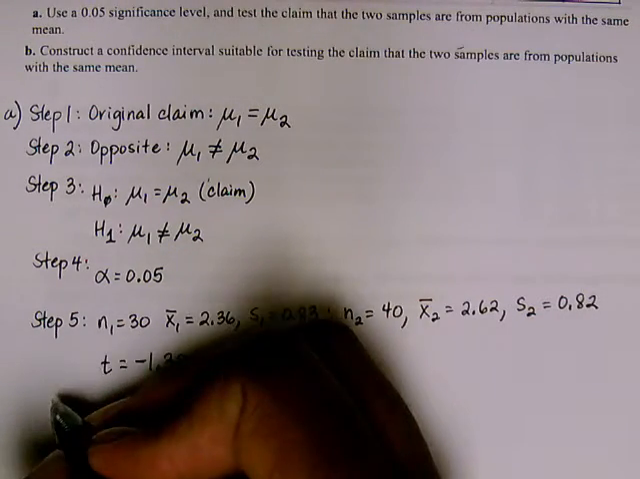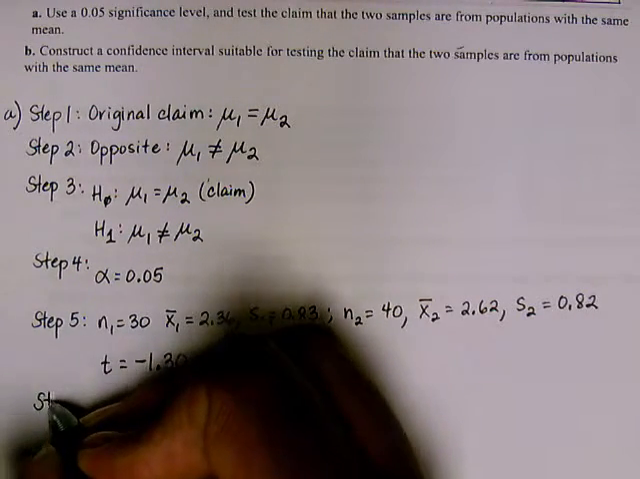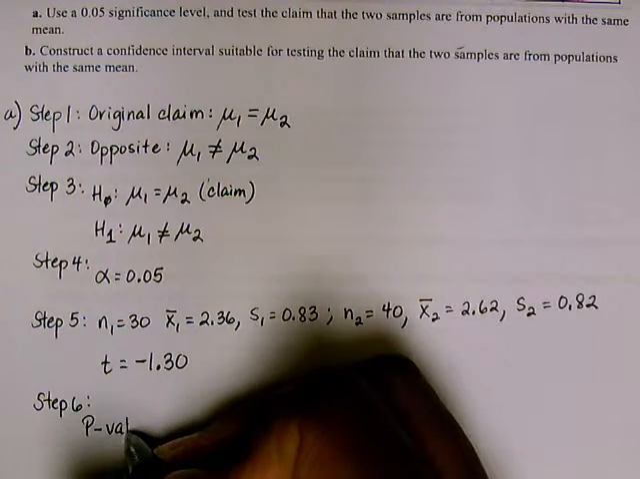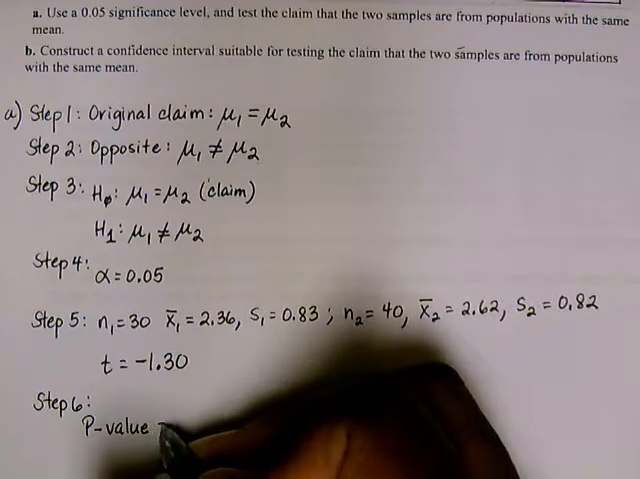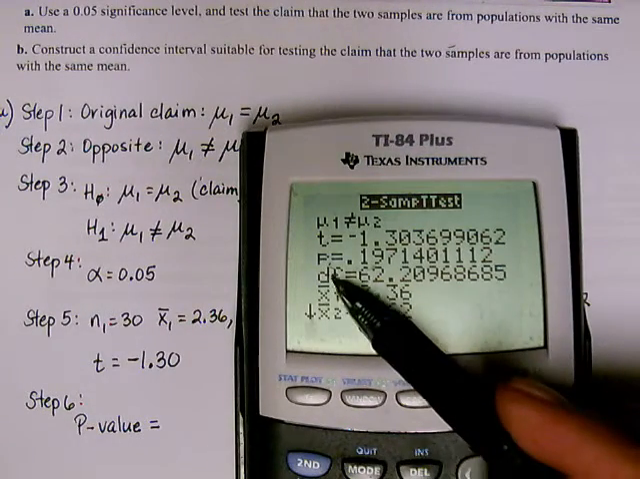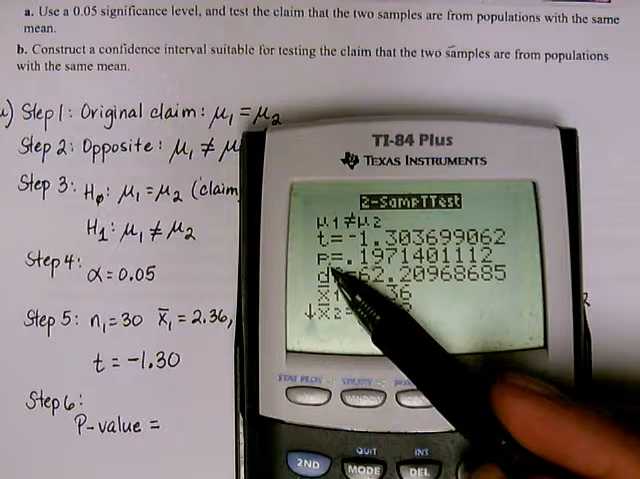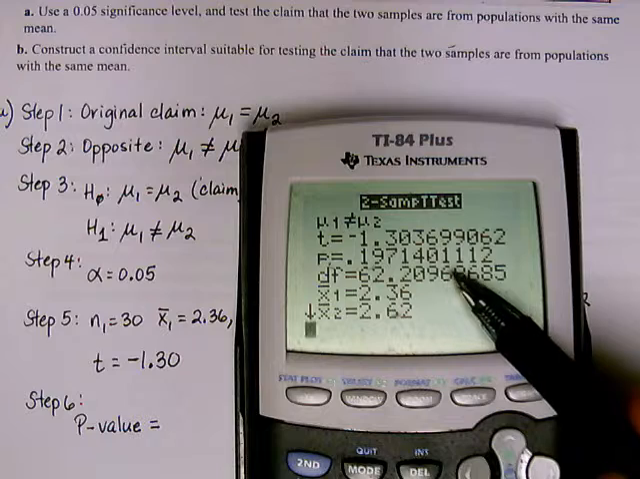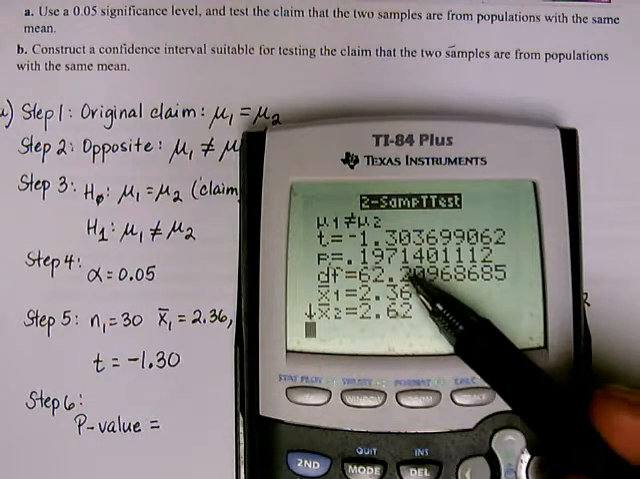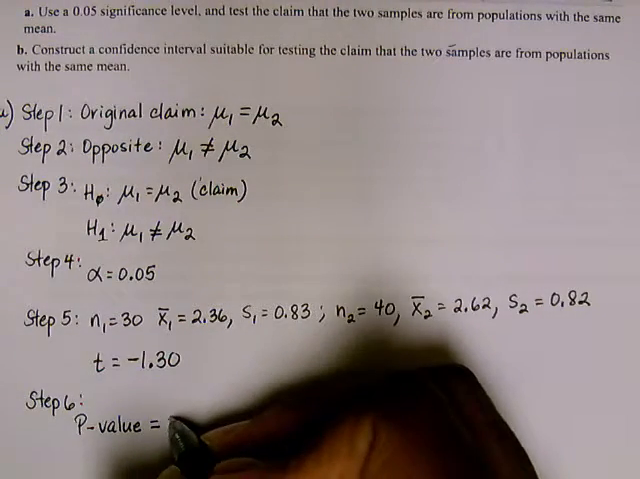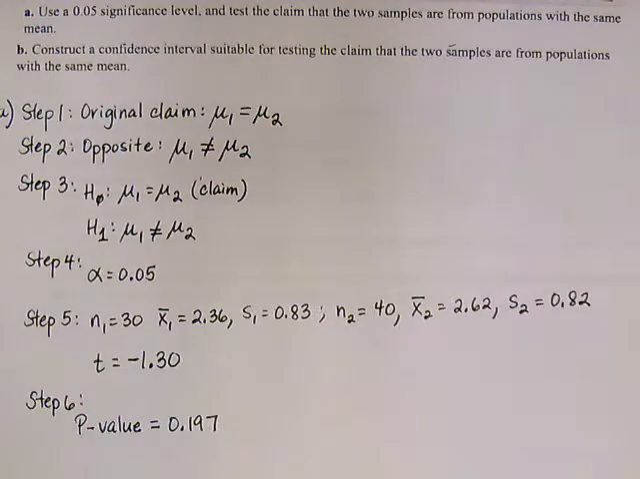Okay, step number 6. We need the p-value. Well, we can get that from the graphing calculator as well. Under the t is a lowercase p. That's your p-value. And in this case, we got 0.19714011112. But to 3 decimal places, we're going to say 0.197. So that's your p-value there, 0.197.